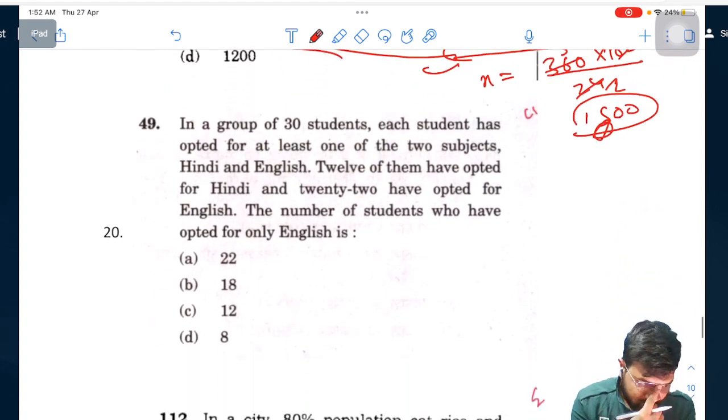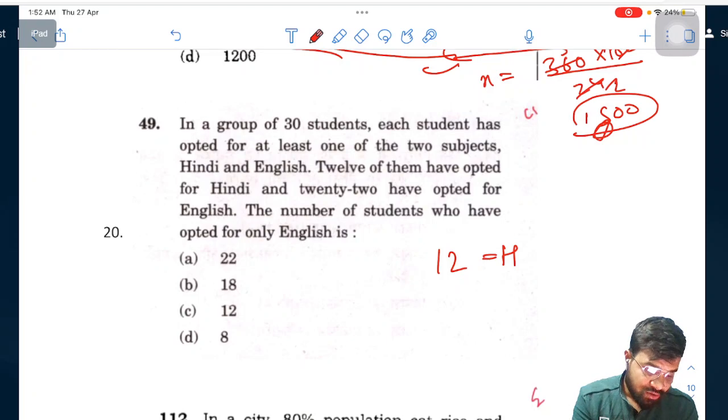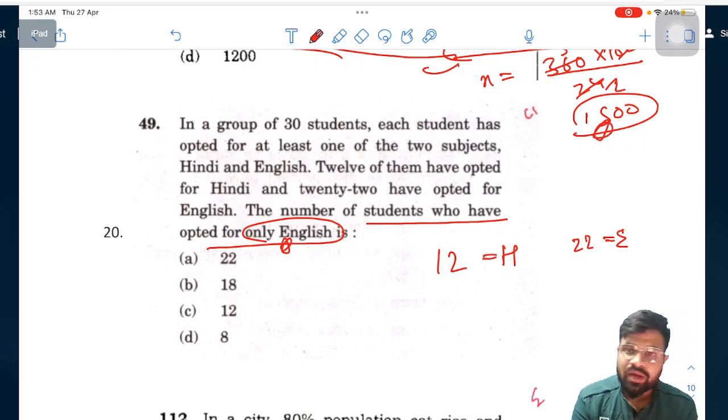In a group of 30 students, each student has opted for at least one of the two subjects. 12 of them have opted for Hindi, so 12 is Hindi. 22 have opted for English, so 22 is English. The question asks for the number of students who have opted for only English. For this, you have to find the intersection.